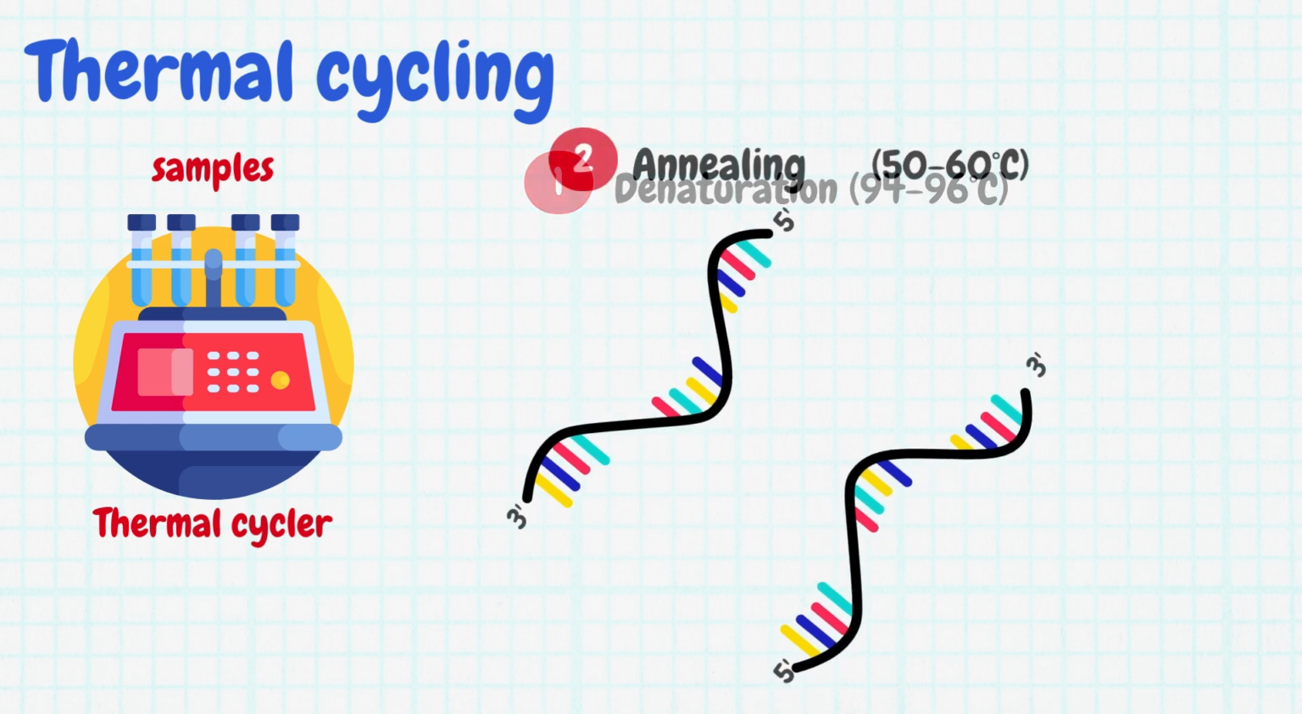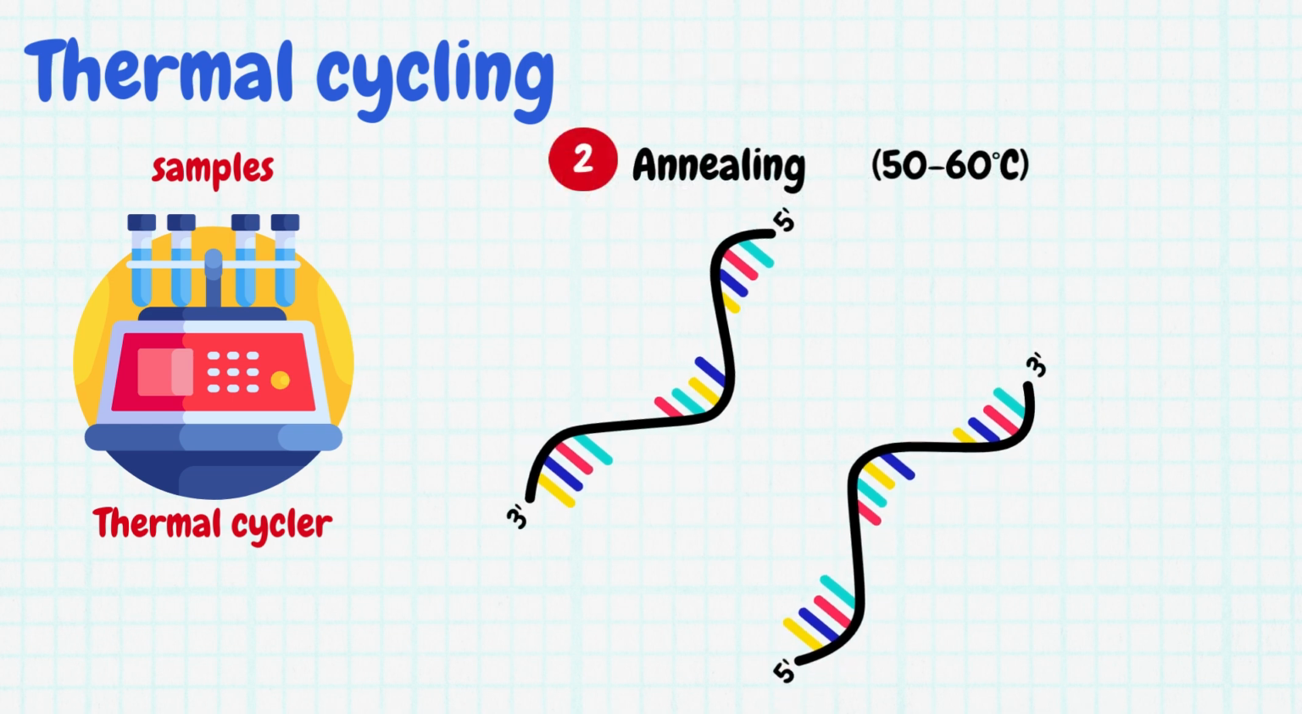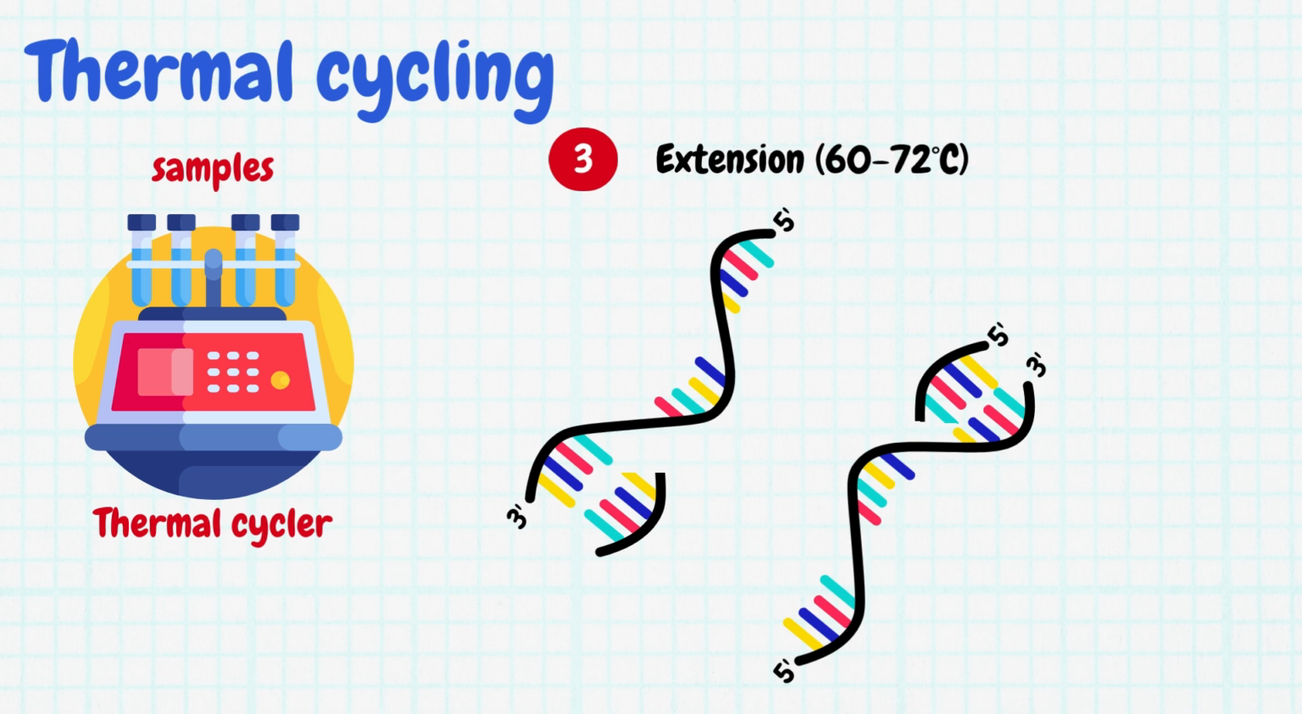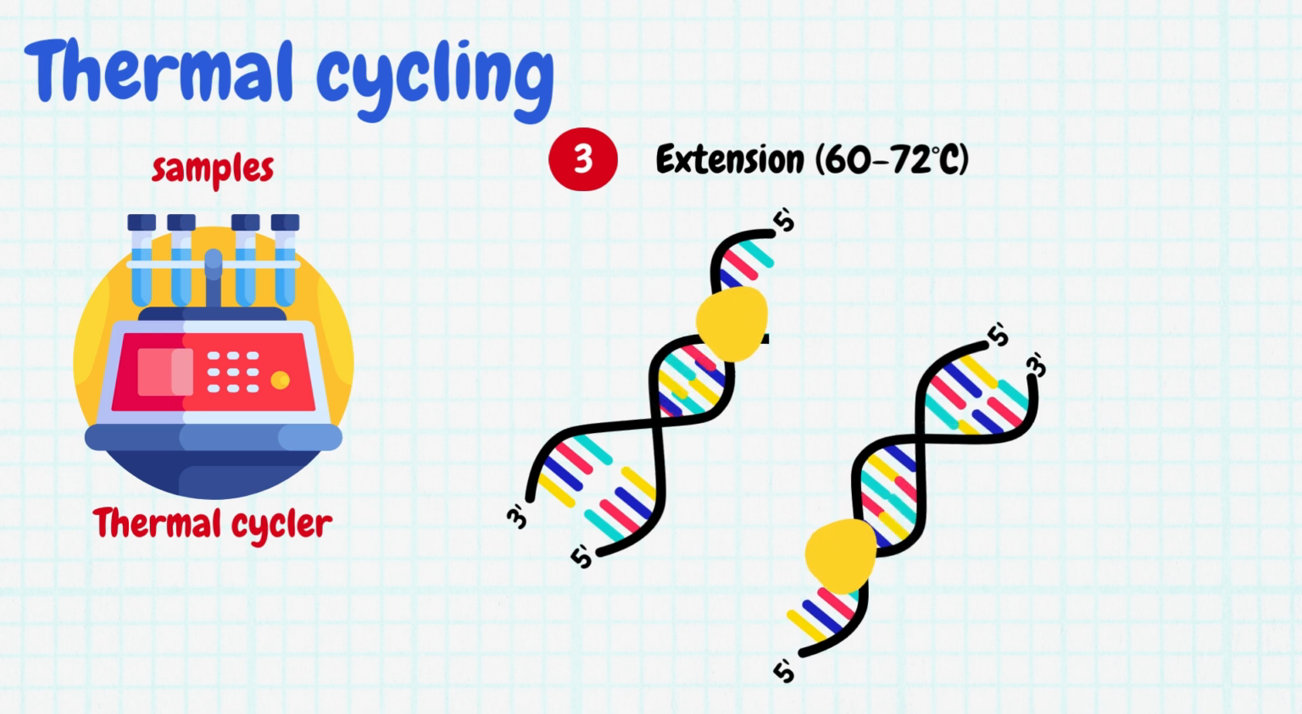The next step is annealing. Now the temperature is lowered, allowing the primer to bind to its complementary sequence on the single-stranded template. During the extension step, the DNA polymerase starts adding nucleotides to the growing strand at the 3' end of the primer. The extension continues until a ddNTP is incorporated.